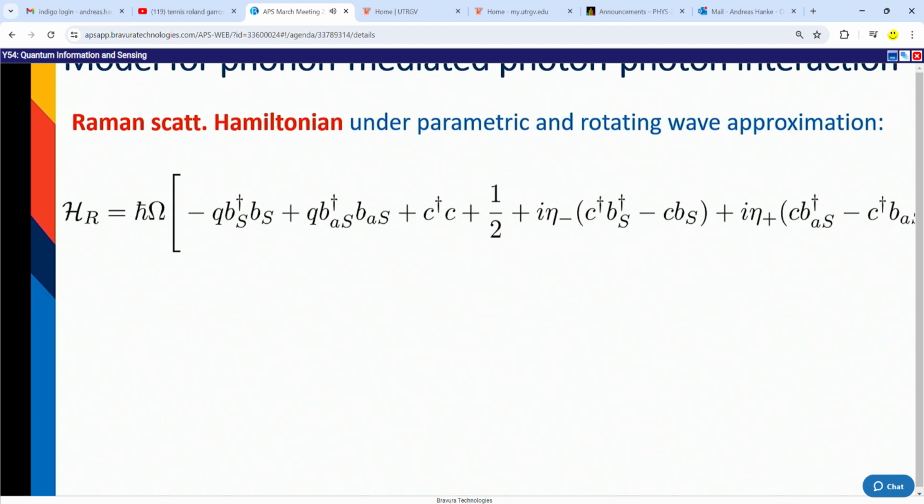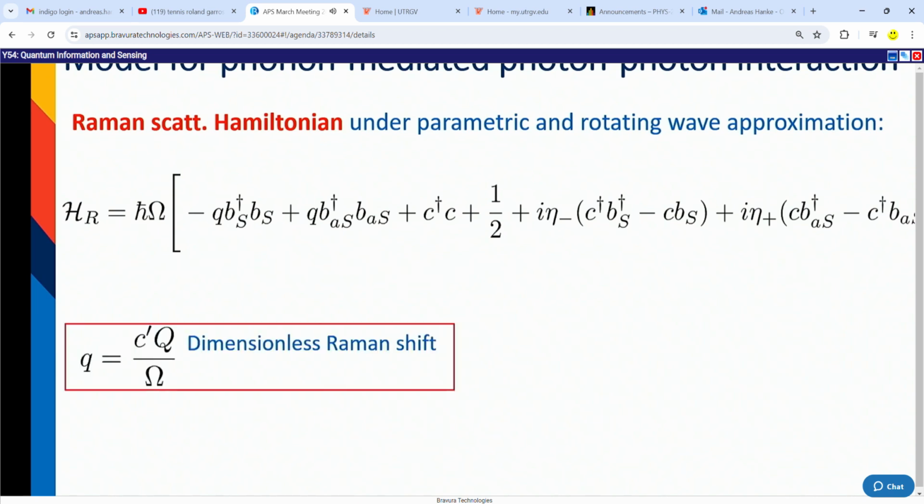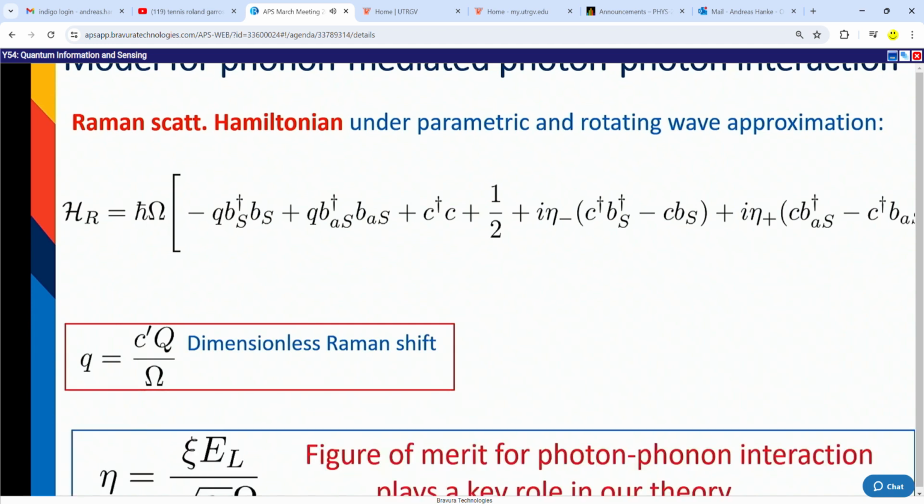So we developed a model for phonon-mediated photon-photon interaction, in which the Hamiltonian HR describes the Raman scattering Hamiltonian under parametric and rotating wave approximation. In taking the parametric approximation, we assume that the laser is approximated by a classical wave. Here, the operators b_S and b_AS describe the Stokes and anti-Stokes modes, whereas the operator c describes the phonon mode. Small q is our dimensionless Raman shift, and our figure of merit for the photon-phonon interaction is eta, which plays a crucial role in our theory.